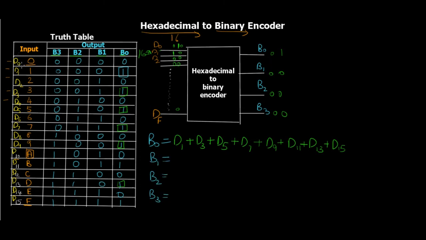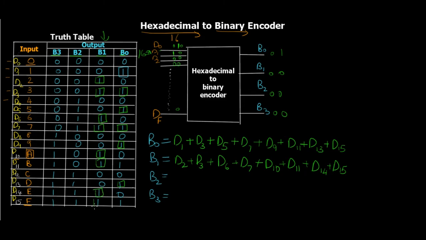Now let's find out for B1. For B1, you can see we are comparing this column now. So we have D2 and D3, then D6 and D7, then D10 and D11, and lastly D14 and D15. Okay, so you get the idea, right? We just have to take all the values where the output is 1, and for those we write down the inputs with an OR operation.